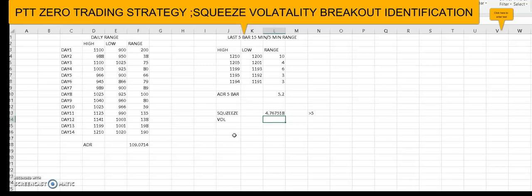There is one more part: the reverse calculations, or reverse engineering, to identify a more precise squeeze point. That will be released in the next video.